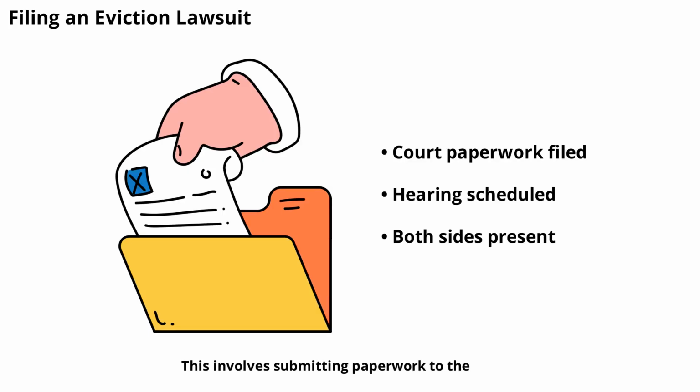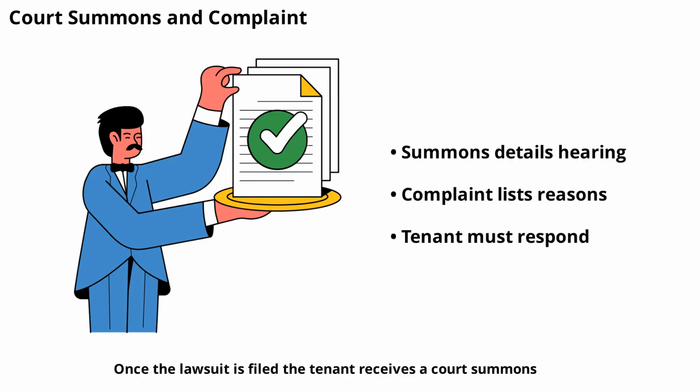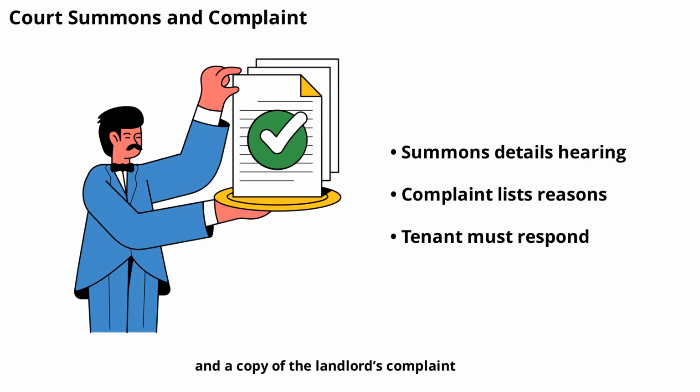This involves submitting paperwork to the local court and paying a filing fee. The court then schedules a hearing where both the landlord and tenant can present their sides. Filing a lawsuit is a formal legal process, and both parties should be prepared with documentation and evidence to support their claims. Once the lawsuit is filed, the tenant receives a court summons and a copy of the landlord's complaint.